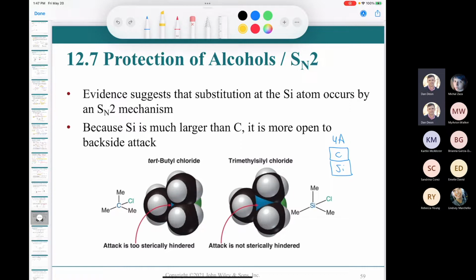Silicon is so big that when you compare the space-filling models of tert-butyl chloride and trimethylsilyl chloride, you can see here that we have no room, but here it's open for business for that nucleophilic alcohol to just go in there. The alcohol is just going to attack the silicon from behind, and then the chlorine is going to leave.